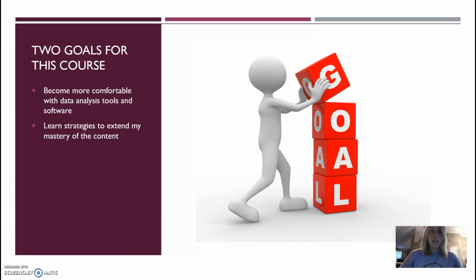The first was to become more comfortable with data analysis tools and software. I feel way more comfortable with Jamovi over the course of the semester. We've used this in previous courses, but we really use this with every single assignment. And so I am extremely comfortable going through and understanding when I need to run different types of descriptive analysis, or if it's factor analysis, or if I need to do some sort of Z-test analysis. So actually handling that software, I feel like I've come a long way with.